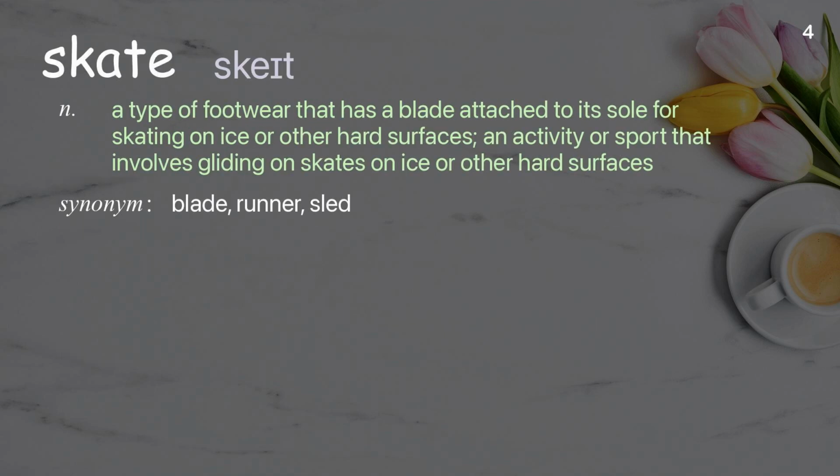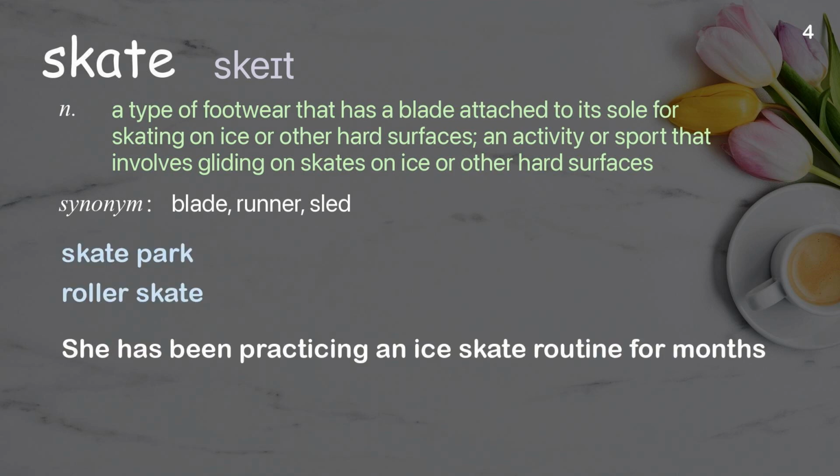Skate. A type of footwear that has a blade attached to its sole for skating on ice or other hard surfaces. An activity or sport that involves gliding on skates on ice or other hard surfaces. Examples: Skate park. Roller skate. She has been practicing an ice skate routine for months.